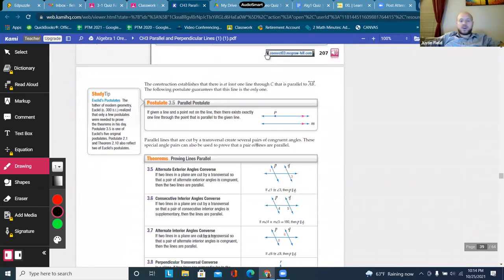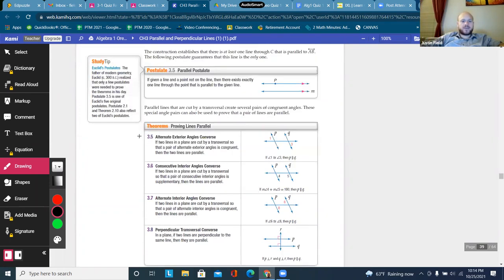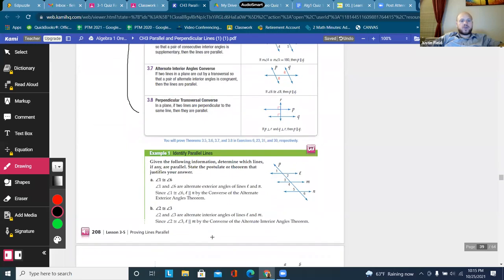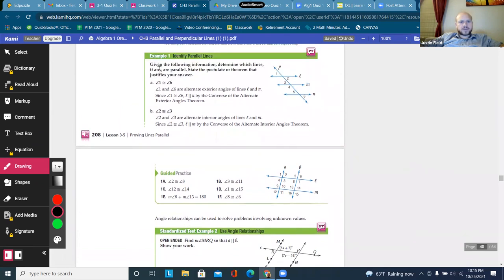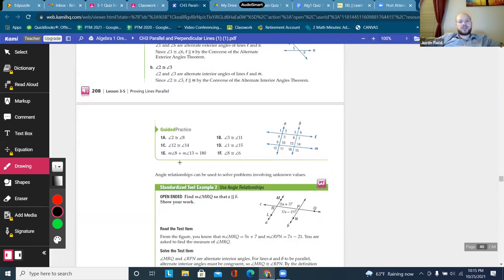And there's also an alternate interior angle converse. They all have a converse, as you can see right here. Even that one has a converse. And so whenever we want to show that two lines are parallel, we can just ask, what's the relationship between their corresponding angles? Are they congruent? Lines are parallel, move on. Okay, so given the following information, determine which lines, if any, are parallel. State the postulate or theorem that justifies your answer.